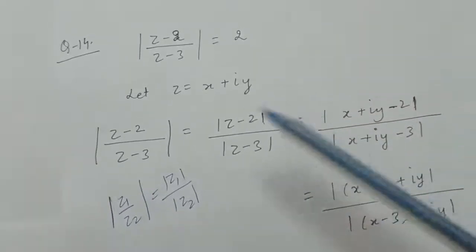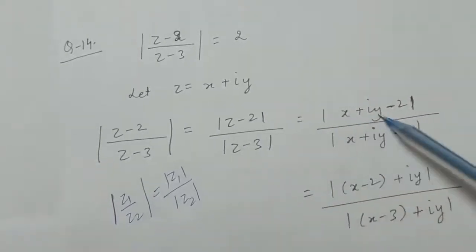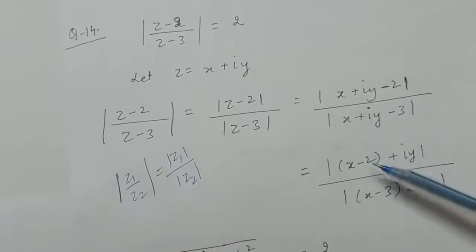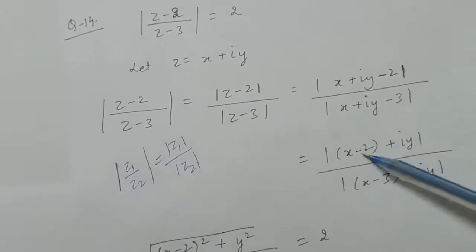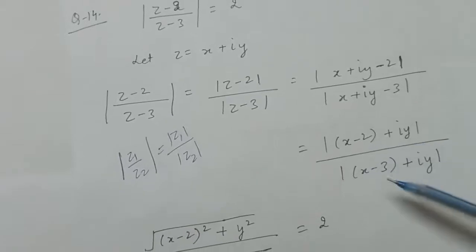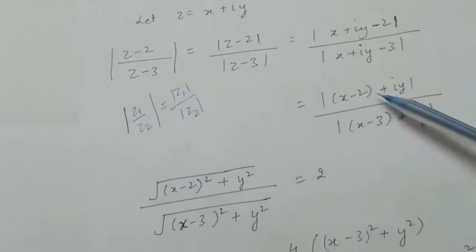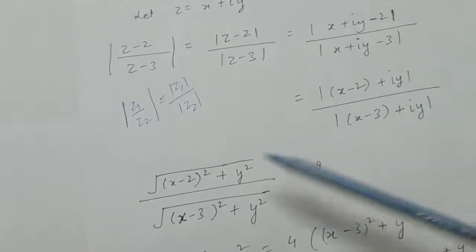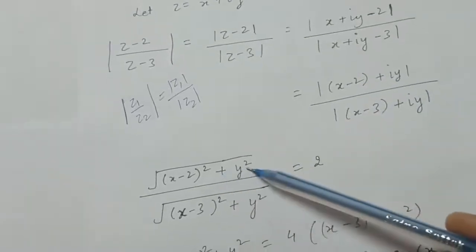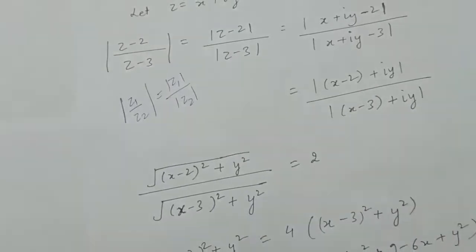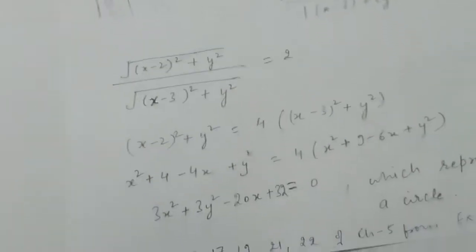Right? Now this z minus 2 will be x plus iota y minus 2 and z minus 3 will be this. Take the real part together. So x minus 2 plus iota y and x minus 3 plus iota y. So the modulus of this will be root of real part square plus imaginary part square. Similarly here, equal to 2. Now square both the sides.